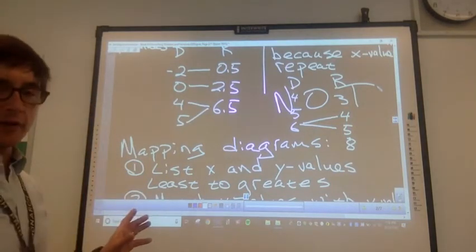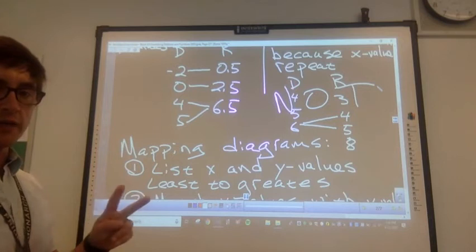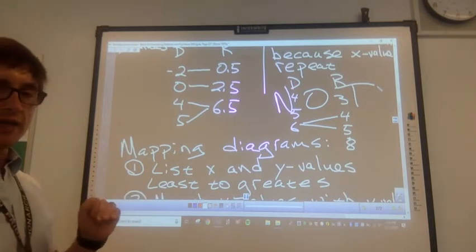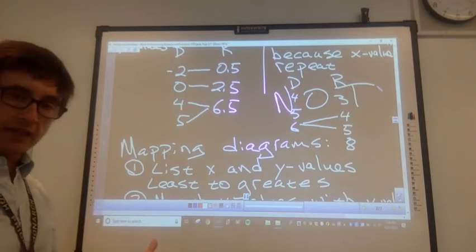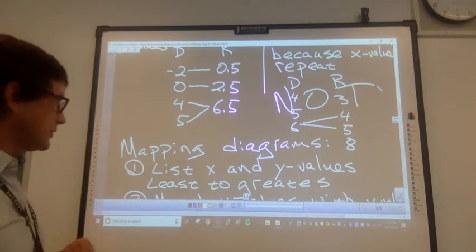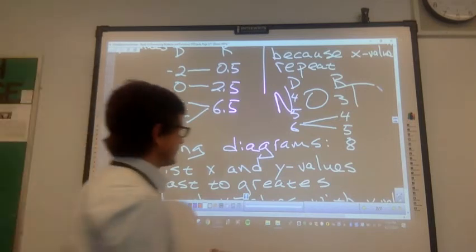So that's how domain and range works. Again, least to greatest, no repeats. You determine whether or not it is a function. If you have repeated x's, it is not a function. Repeated y's do not matter.